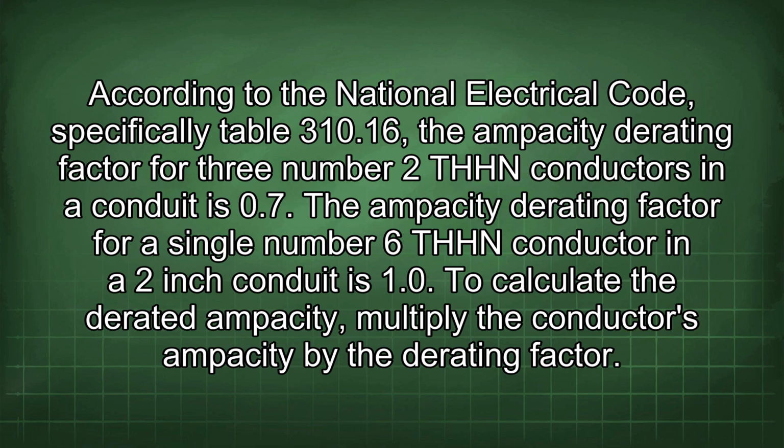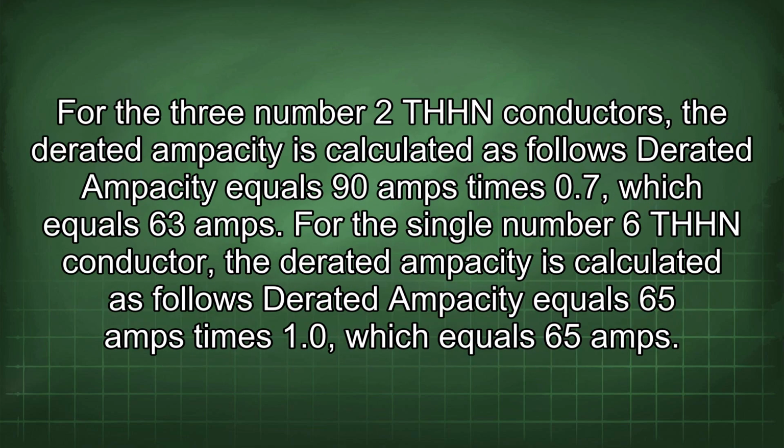1.0. To calculate the derated ampacity, multiply the conductor's ampacity by the derating factor. For the 3 number 2 THHN conductors, the derated ampacity is calculated as follows. Derated ampacity equals 90 amps times 0.7, which equals 63 amps. For the single number 6 THHN conductor, the derated ampacity is calculated as follows. Derated ampacity equals 65 amps times 1.0, which equals 65 amps.